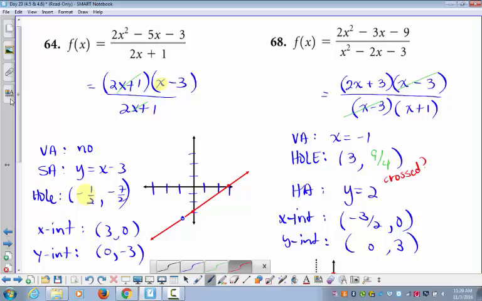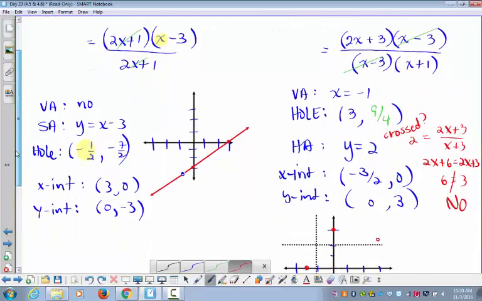So to test whether it's crossed, we set the asymptote equal to the function. And it's totally fine to set it equal to the reduced function. So we're going to set it equal to the reduced function. And are there any solutions there? If we multiply both sides by that denominator, we get 2x plus 6 equals 2x plus 3. 6 equals 3. No. So it's not crossed.